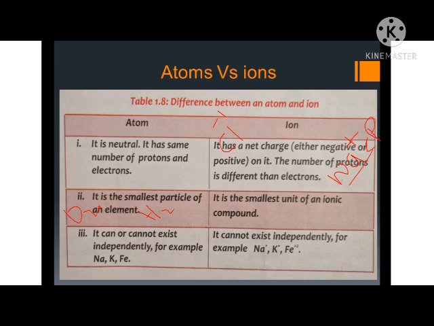But in this case, consider sodium chloride. It is an ionic compound, and this is the smallest unit of the ionic compound. So this is the one. This is another difference.